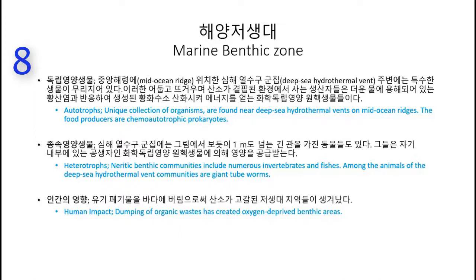Heterotrophs. Neritic benthic communities include numerous invertebrates and fishes. Among the animals of the deep-sea hydrothermal vent communities are giant tube worms, some more than 1 meter long. Human impact. Overfishing has decimated important benthic fish populations, such as the cod of the Grand Banks of Newfoundland. Dumping of organic wastes has created oxygen-deprived benthic areas.